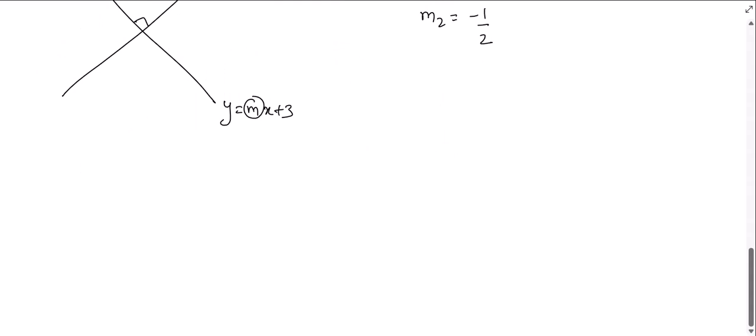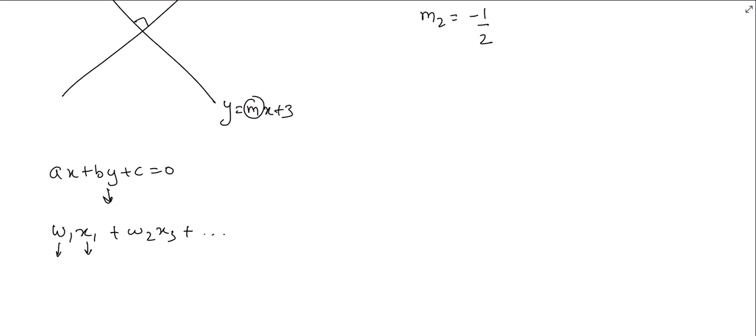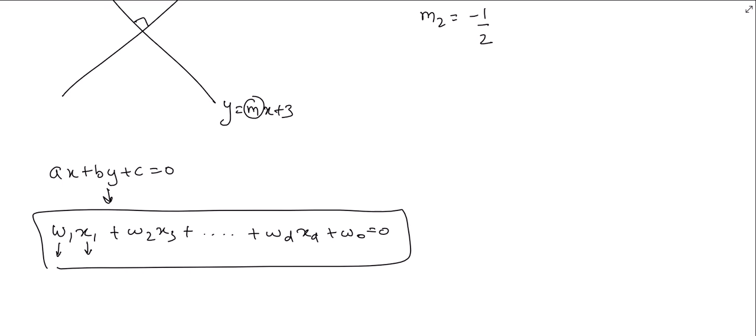In the last video, we also discussed that the general equation of a line is ax + by + c = 0, and we converted it into the machine learning concept where w1 is the weights and x1 are the features, right? And if we have to write it as a hyperplane, we can say something like this: w1x1 + w2x2 + ... + w0 = 0. So this is our equation of the line or hyperplane.